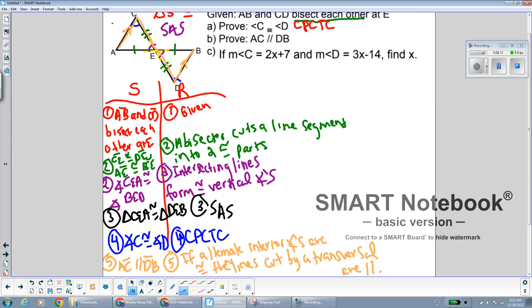Finally, part C, if we know that angle C is 2x plus 7 and angle D is 3x minus 14, we can find x by setting these two angles equal to each other. We actually proved that they were congruent to each other. We know that they're congruent alternate interior angles, so if we set them equal to each other, we can take a second and solve for x. I'm going to subtract 2x from both sides, and I'm going to add 14. So here we have 21, and here I have x. So x is equal to 21.